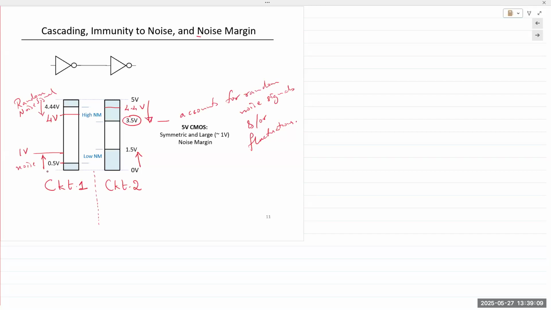NM stands for noise margin. High NM and low NM makes more sense when we speak, but technically it should be noise margin for logic high and noise margin for logic low. Okay, so high NM is basically the noise margin for the system to recognize logic high, and low NM means noise margin for the system to recognize logic low. Those are the tolerances on the input and the output side. All right, 10-second pause. Any questions?